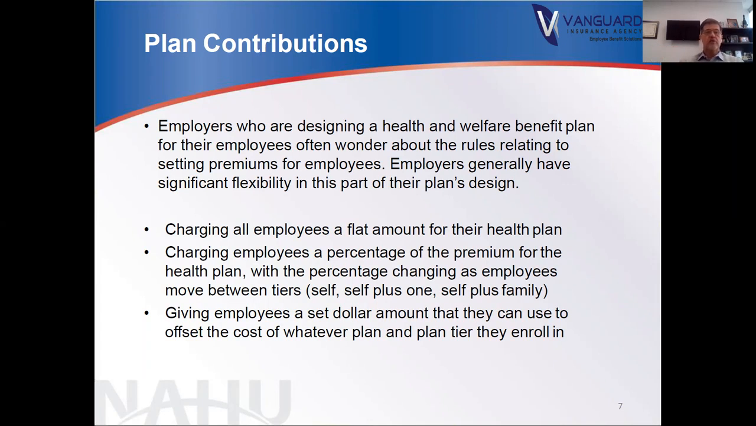The other thing employers can do is charge a percentage amount, and that percentage amount can vary from a perspective of the tier. So you can say we're going to contribute 80% to single employee coverage, and we're going to contribute 50 for all dependent tiers. That is compliant.